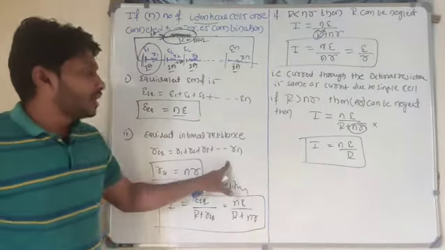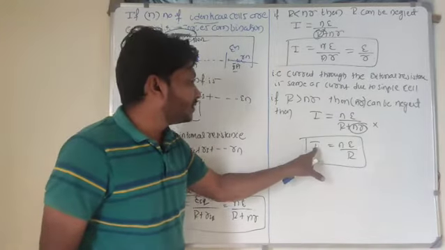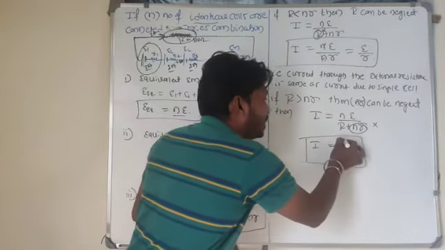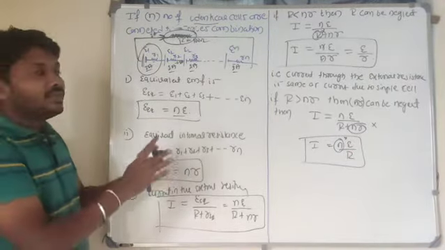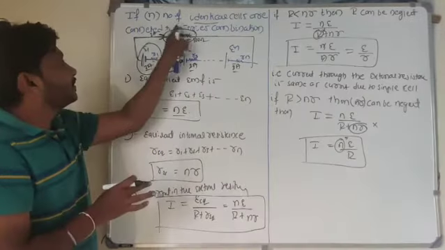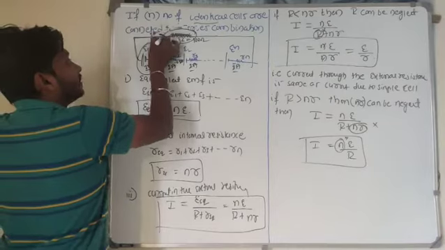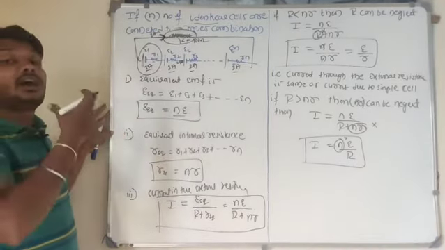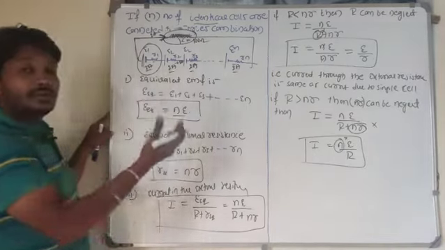What does it mean here? Current through the external resistance is equal to what? Look at here, current through the external resistance is equal to n times the current due to a single cell. So remember here, if the value of external resistance is very high, the current in the external resistance is equal to n times the current due to a single cell.